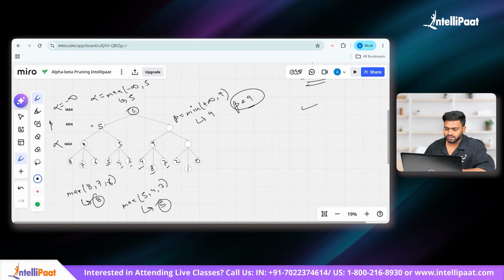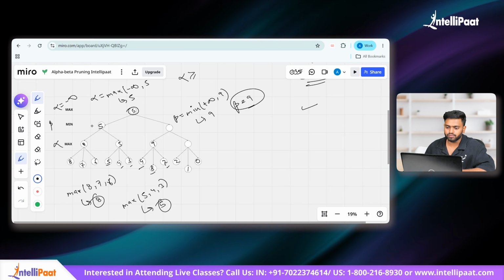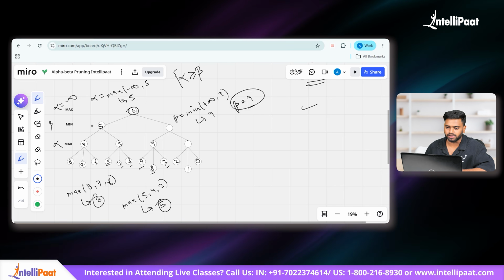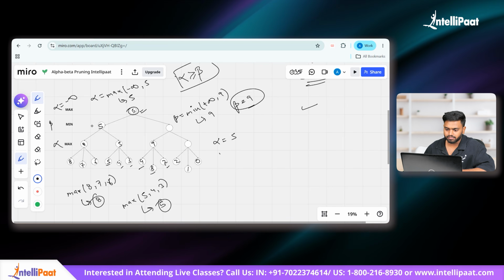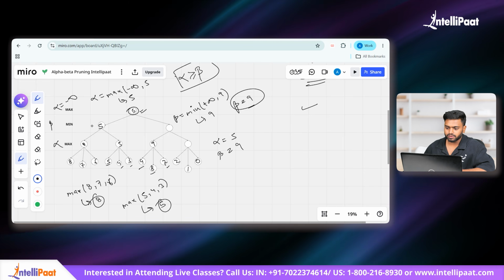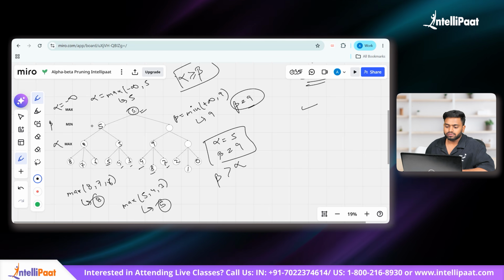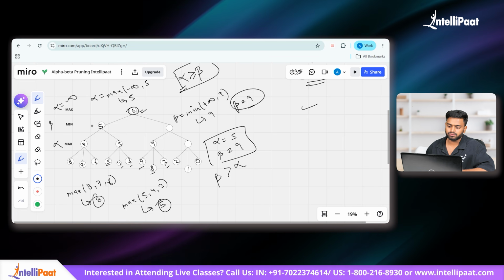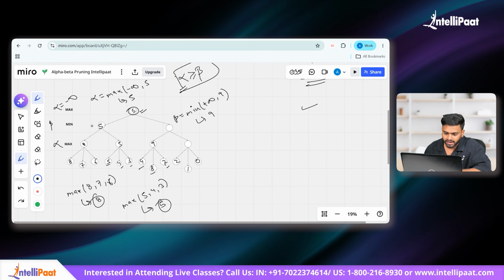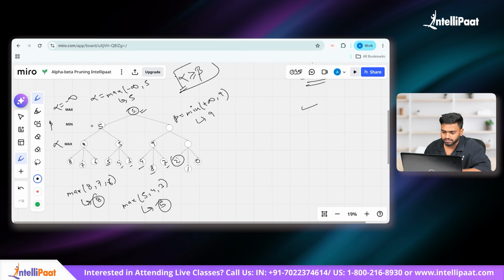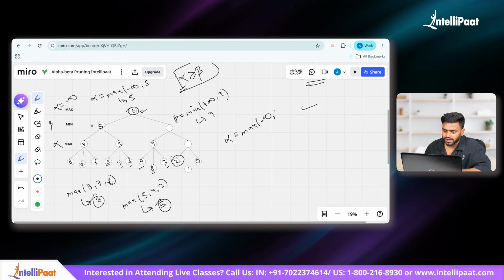So now we'll check this condition. If alpha, this is the core condition, this is the golden rule, alpha is greater than or equal to beta. So in this case, alpha is equal to 5 from here and beta is equal to 9. So in this case, beta is much greater than alpha. So this condition is not satisfied over here. So we'll keep exploring. So the next max node starts with the first child, that is 2. So the current base becomes alpha is equal to max of minus infinity and 2.